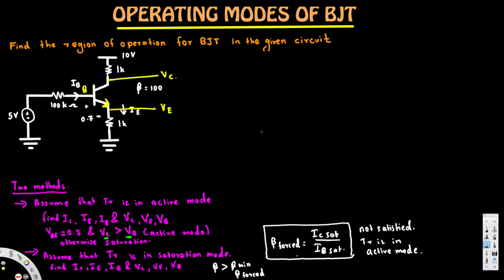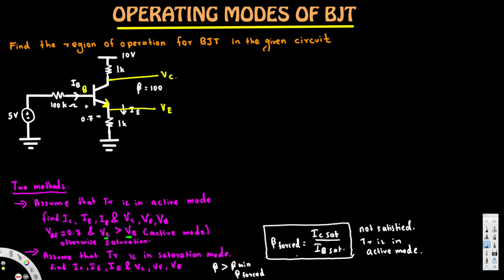In this video we are going to see how to find the operating mode of a BJT. There are two methods we can use. The first method is we assume this BJT is in active mode. In order to be in active mode, VC has to be greater than VB. So we are going to solve this circuit and see whether we get VC greater than VB. If it's true, then it's active mode. If it's not satisfied, then it's in saturation. This is the first method.